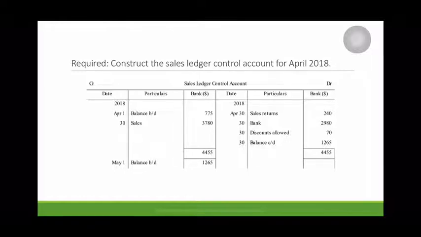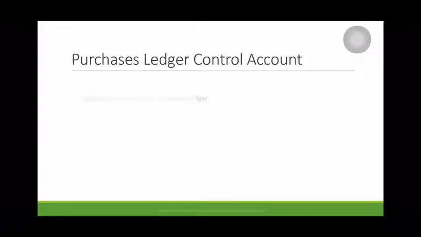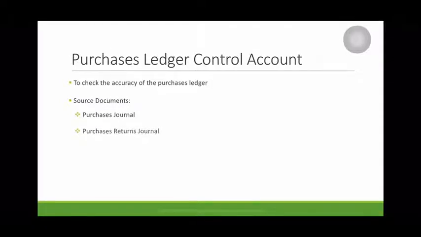Let's move on to the purchases ledger control account. In the purchases ledger control account, the function would be to check the accuracy of the purchases ledger. How much goods have we actually purchased, how much of these purchases have we paid for, and how much do we still owe our trade payables? For the source documents, firstly, where do we get our purchases amount? Our credit purchases amount can be found in the purchases journal. How much of our purchases have we returned? We look at the purchases returns journal. How much of our purchases have we paid for? We look at our cash book.